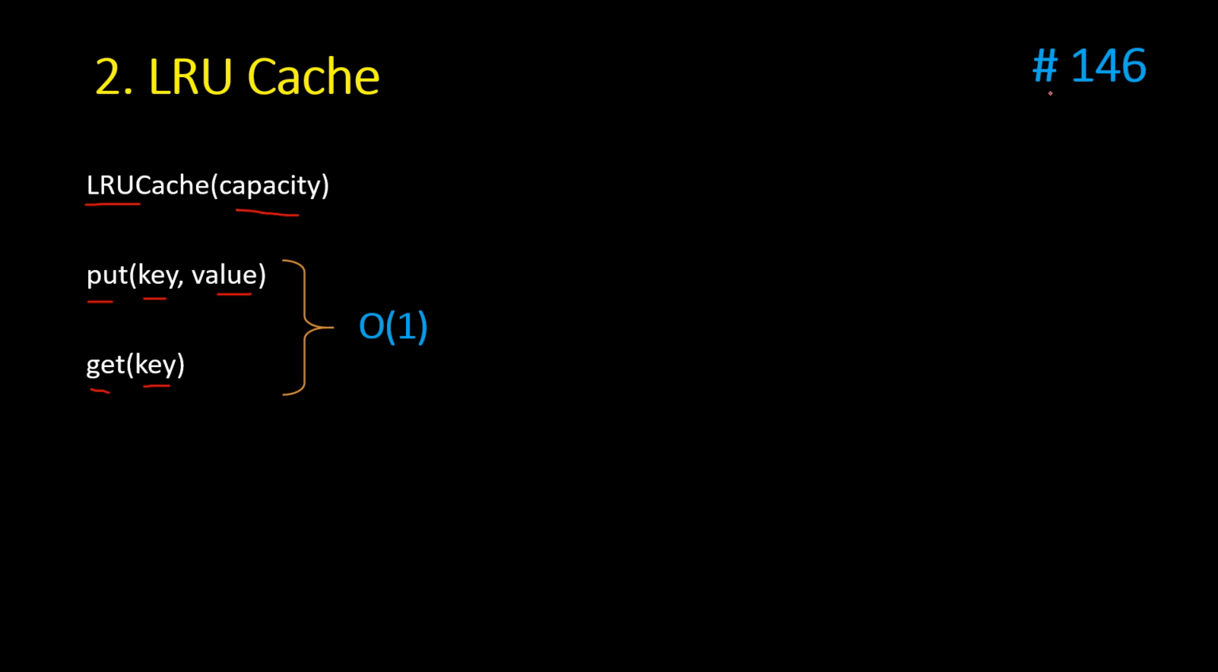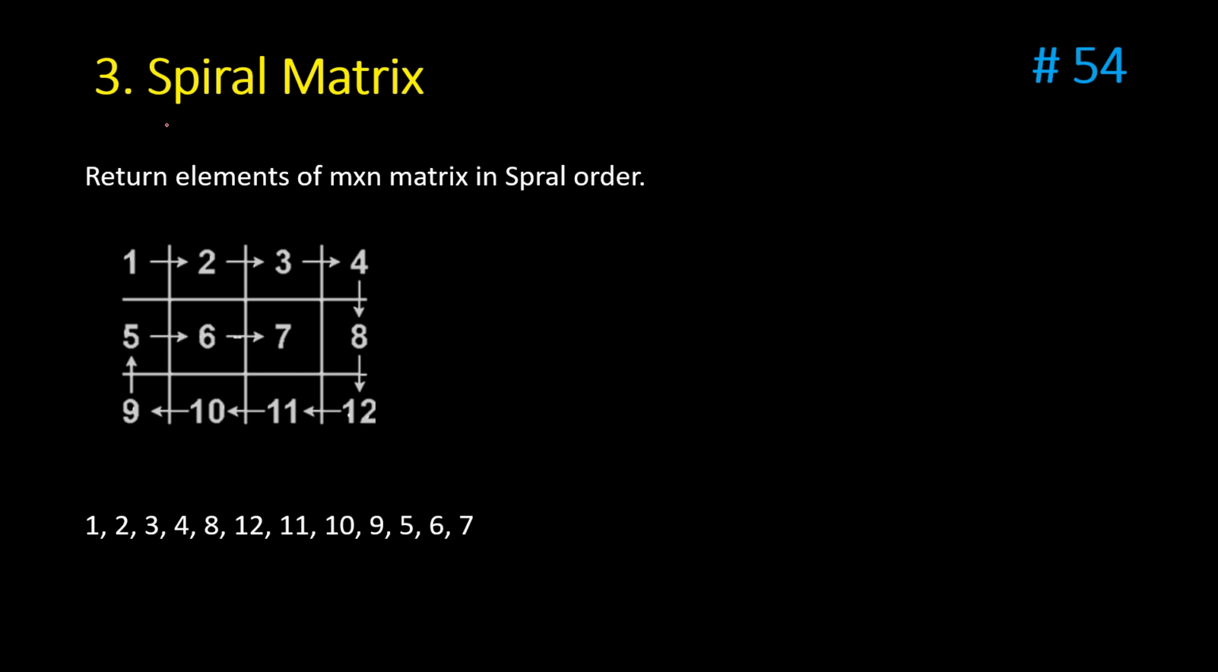This is LeetCode problem number 146. The previous one was LeetCode problem number 1. Now let's see the third problem. It's called spiral matrix, and you can find the details in LeetCode problem number 54. So let me go through it once.